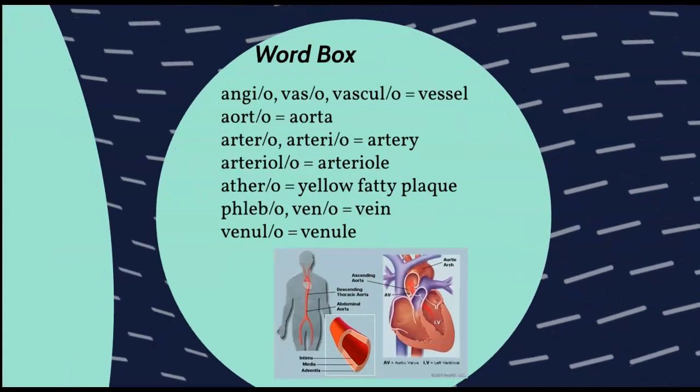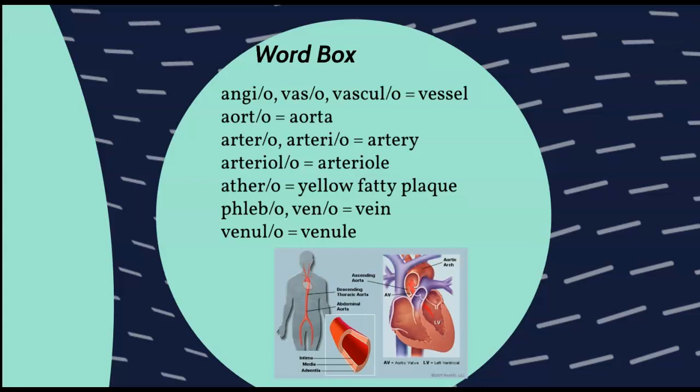So here's the word box that pops up in chapter 7. You can read this for yourself, but it's a quick review. When we look at terms, think like angio as an angioplasty. You're surgically repairing a vessel. You've also got the aorta, so aortitis would be inflammation of the aorta.